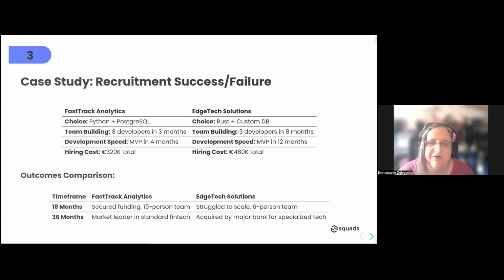When looking at that first table, it might be obvious that the first company is the winner here. But if you look a bit further down the line, maybe the edge tech solution was sold to a very specialized bank, and they sold it at 3 times the price of Fast Track. The first company is going to take a little bit of time to get started, but once they are started, they will probably be able to turn out new features much faster, but they will have to get over that initial hump.